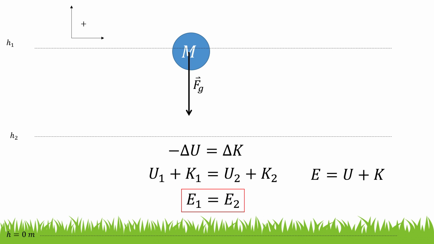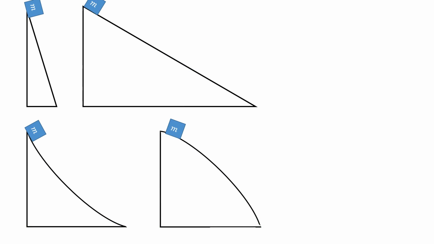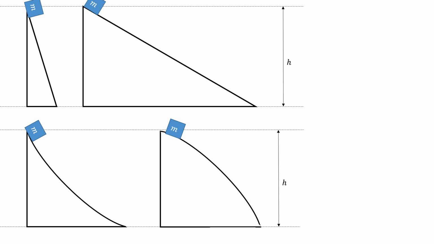Consider a mass placed on 4 different slides. We will ignore all friction and air resistance for now. If each mass is released from the same height, which one will be moving fastest when it strikes the ground? If we call the bottom of each ramp y equals 0, and the top y equals h, then the potential energy will change from mgh to 0.